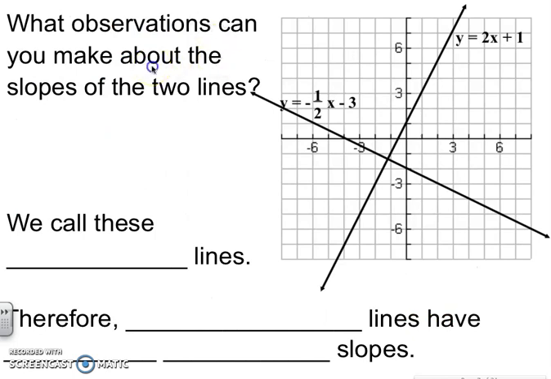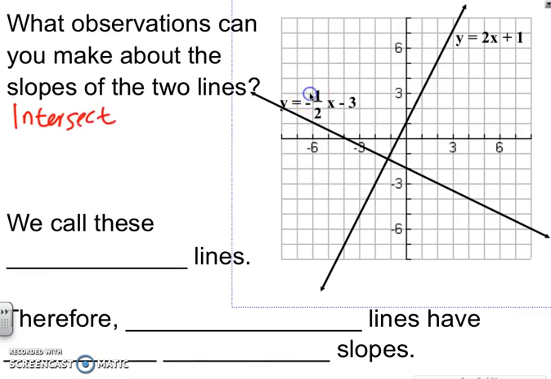So now let's look at something else. I'm not going to give it away yet. What observations can you make about the slope of these two lines? Well, we know they are going to intersect, obviously. But there is something special that happens when these intersect: they form 90-degree angles. And so we call these perpendicular lines.